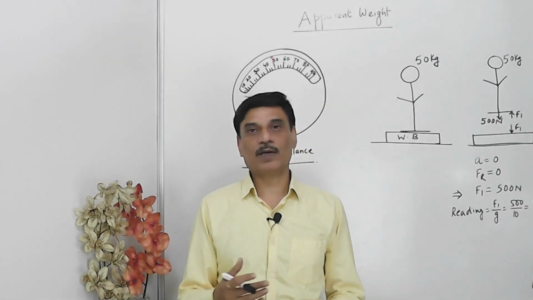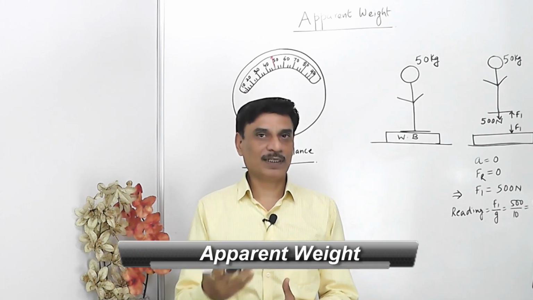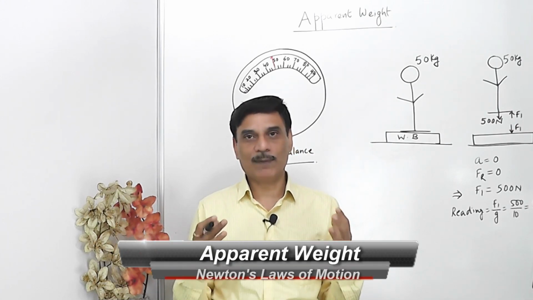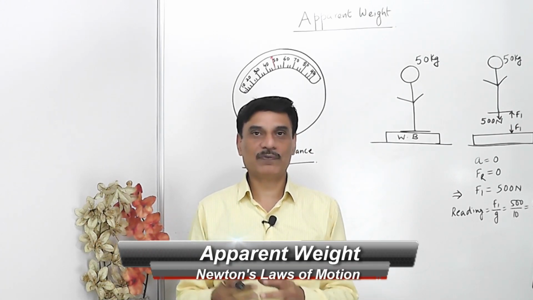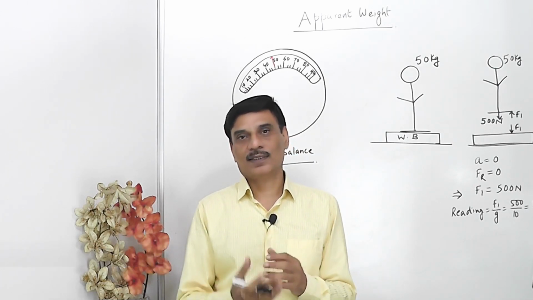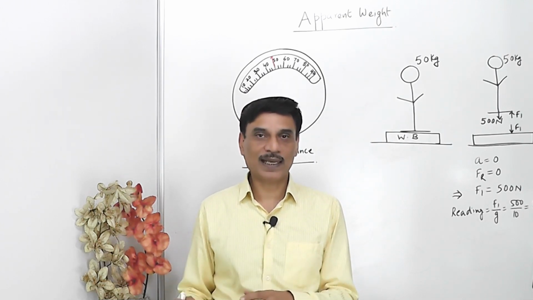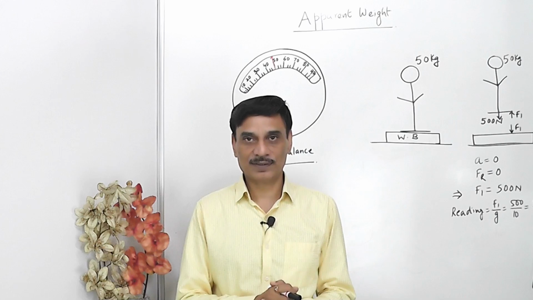Let's understand apparent weight. What is apparent weight? In simple terms, suppose you have to find the apparent weight of a body. You put a weighing balance underneath this body, and whatever reading is shown on the weighing balance, that is the apparent weight of the body.